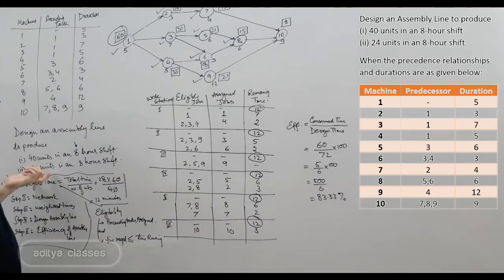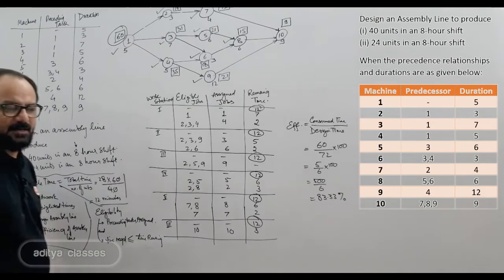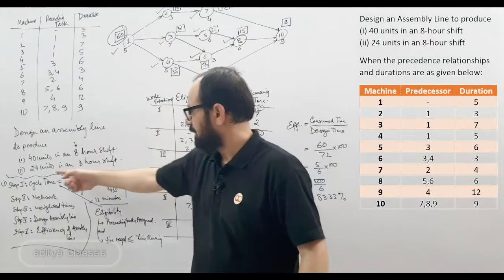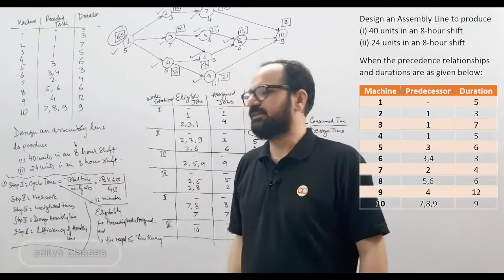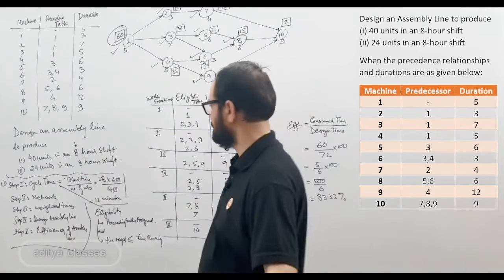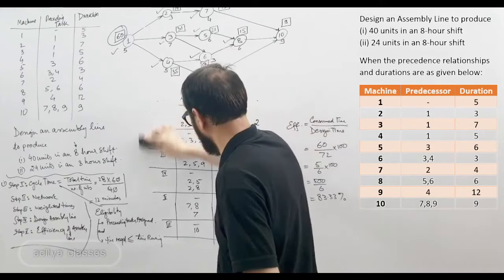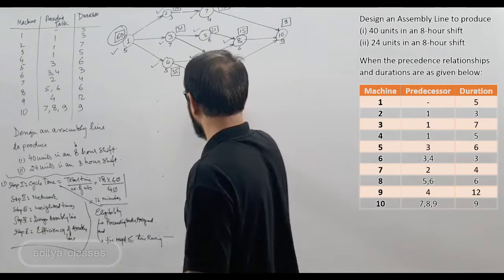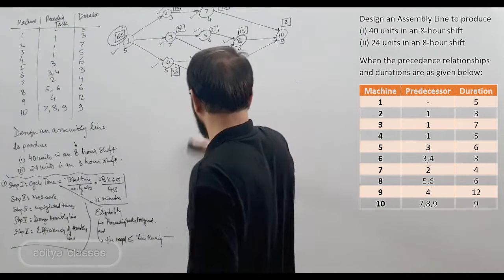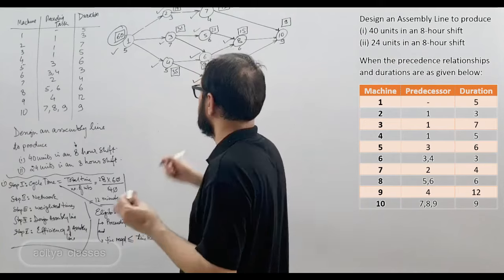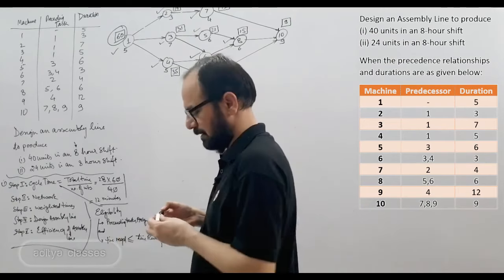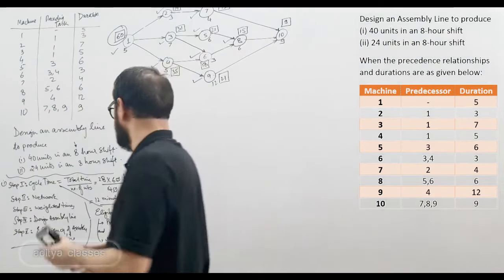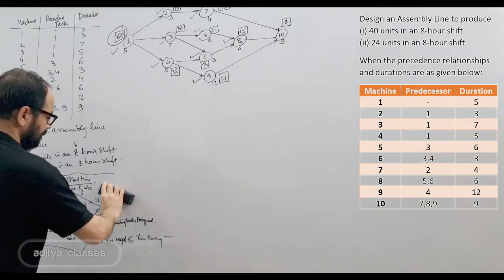Now as far as this second bit is concerned, 24 units in an 8-hour shift, I leave this task to you. You can start this numerical fresh and solve it for 24 units in an 8-hour shift. What will be the differences? If we do it for 24 units in 8 hours, what will be the differences for us? The network will be exactly the same because the network is coming from here. The differences will start coming in from this point.